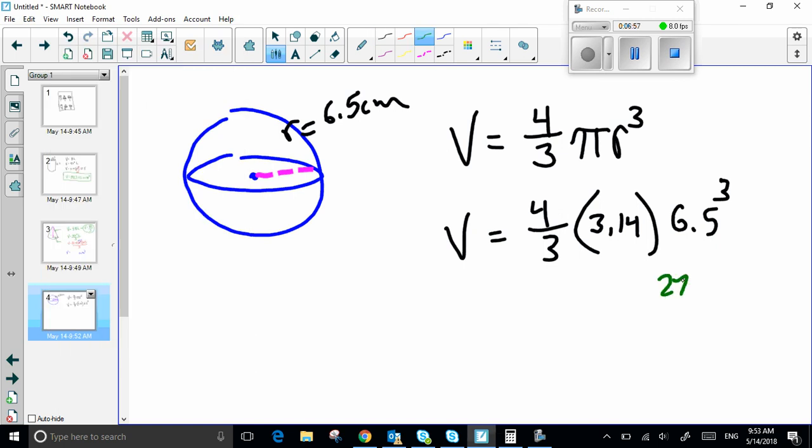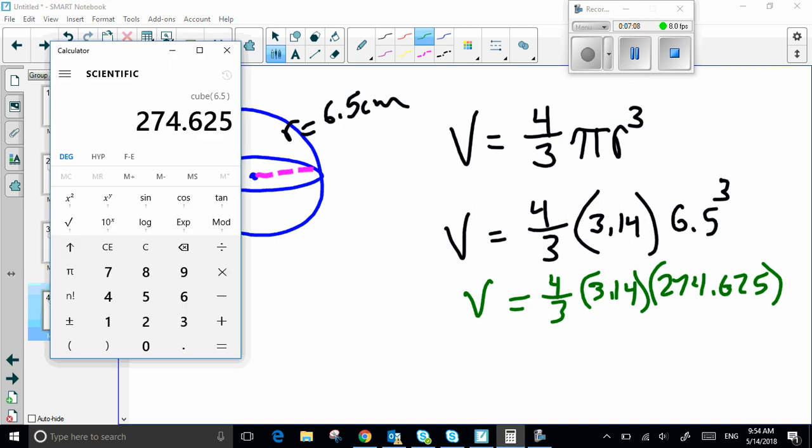So I'm going to put that in here: 274.625 times 3.14 times 4 divided by 3. On my calculator, it goes 4 divided by 3 times 3.14 times 274.625. And what does that equal? It looks like 1,149.76, and then the 3 is repeating. So I'm just going to put a little line over that 3, and then I will be done.